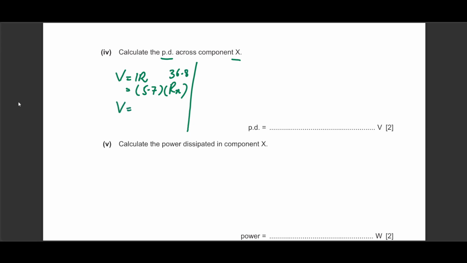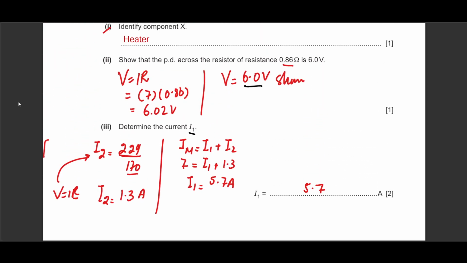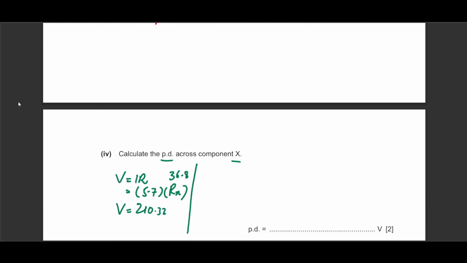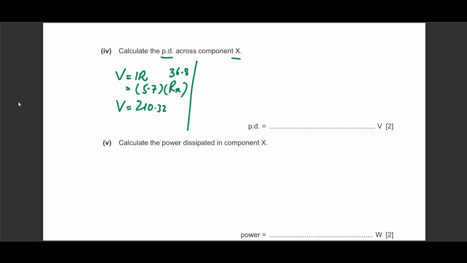So now we can find the potential difference, which is again going to be multiplied by 5.7 to find 210.32. Actually, what you could have done is, if you notice, 224 minus 13.68 would also qualify as the potential difference available for this component. And I think we have done the resistance part as an extra bit. So there are multiple ways to do this. No specific way out of that. This is completely fine. This is going to be 210. Or you could have done, let's say, 224 minus 5.7 multiplied by 2.4.